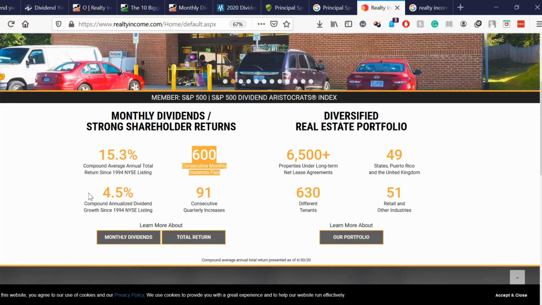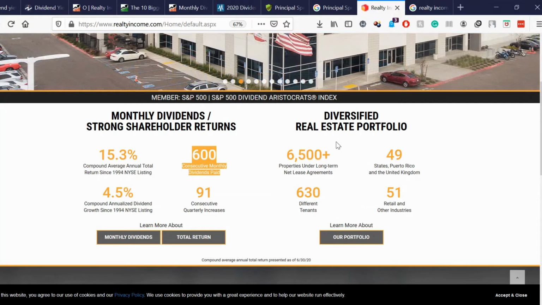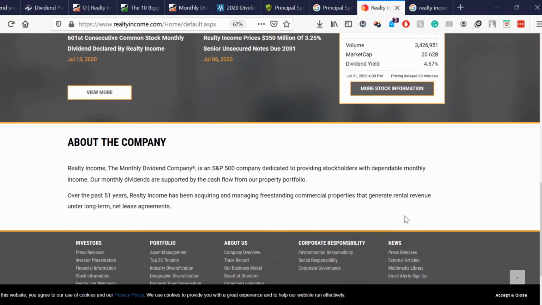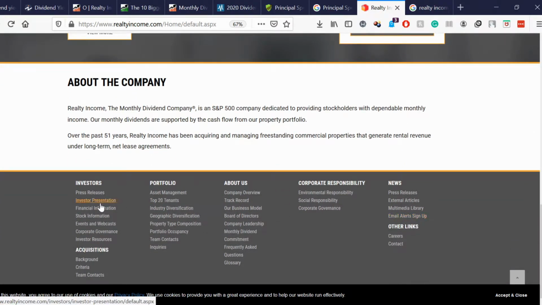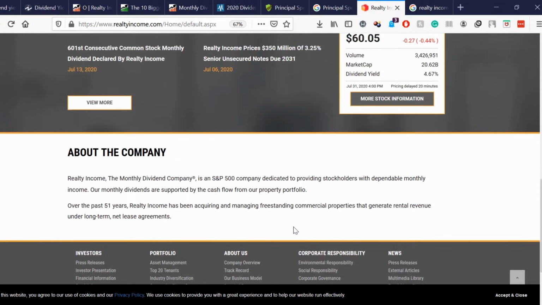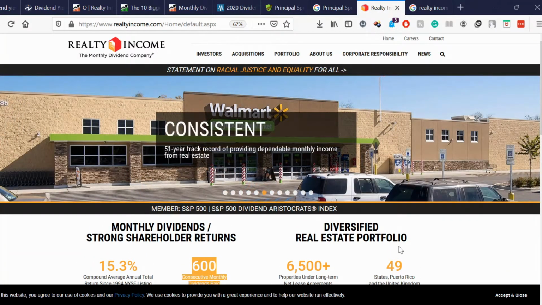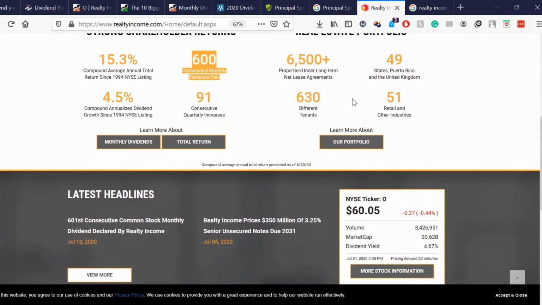4.5% compound annualized dividend, 91 consecutive quarterly increases, diversified real estate portfolio, 6,500 plus properties under long-term net lease agreements, 49 states, Puerto Rico and the United Kingdom, 630 different tenants, 51 retail and other industries. Like I said, you can spend hours. There's so much information about the company, the board of directors, monthly dividend commitment, all this stuff you have to look at. It's required. You have to spend hours. You gotta know everything about the company. You're putting money in, you're investing.